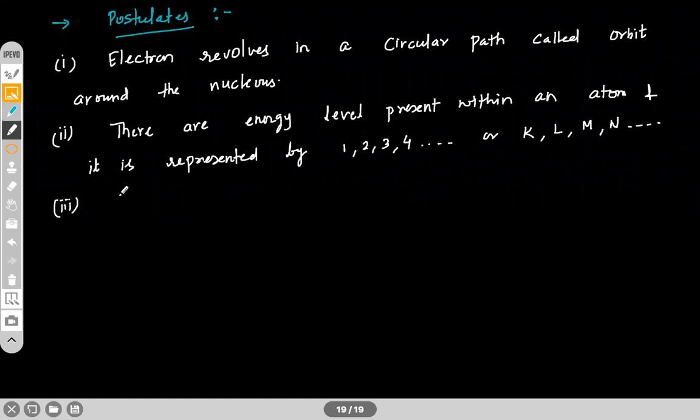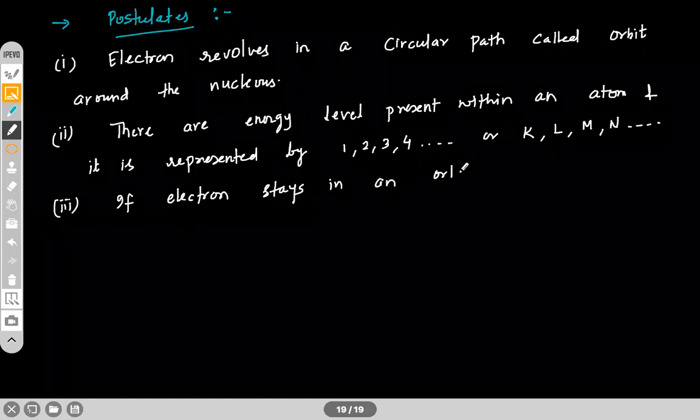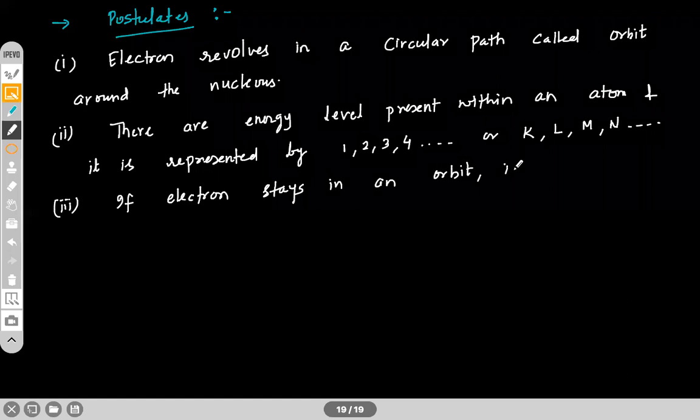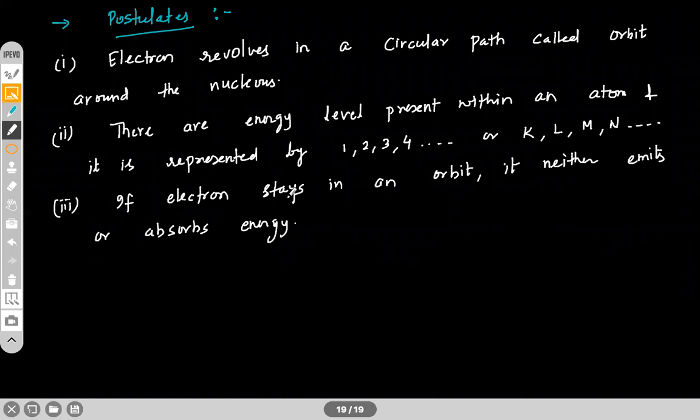Third one: if an electron stays in an orbit, it neither emits nor absorbs energy. It just stays in the orbit, nothing it does.